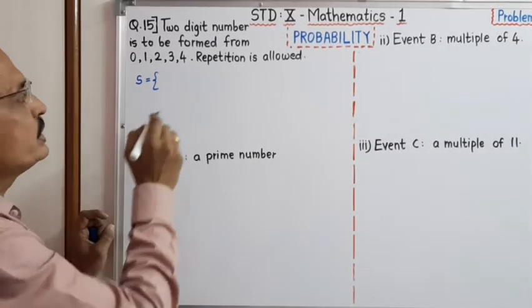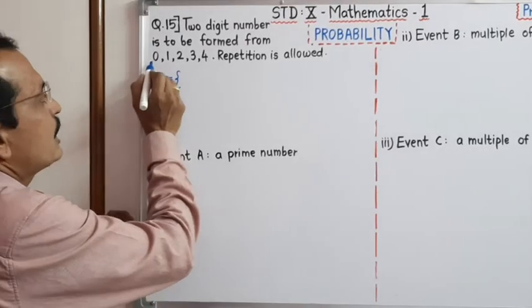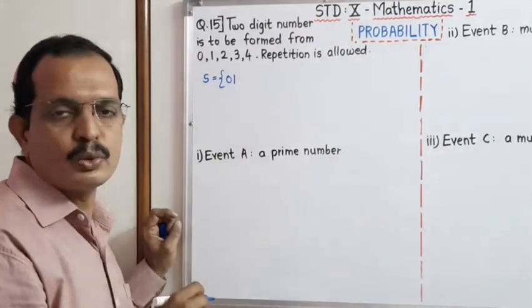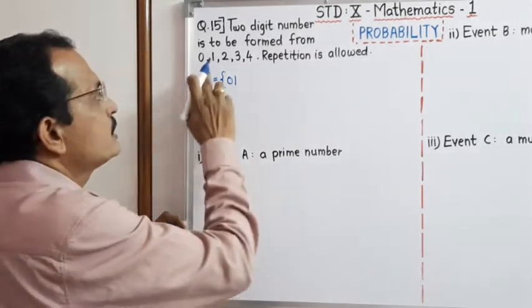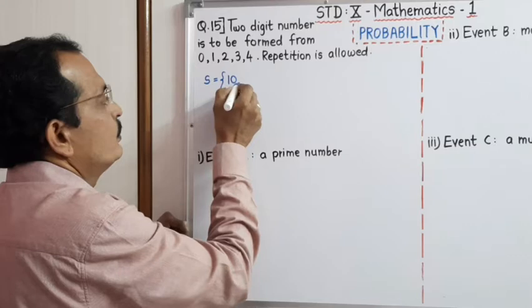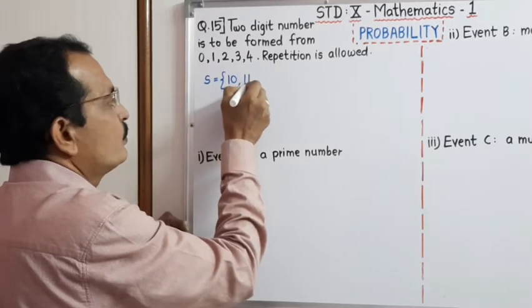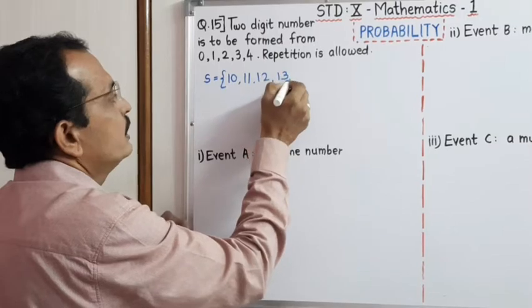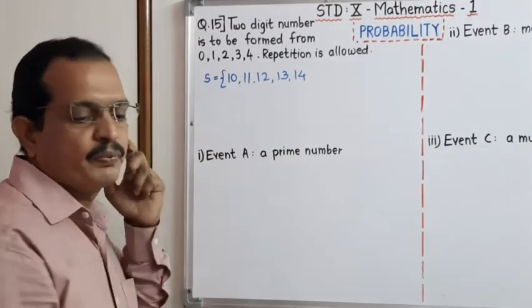Here it is a 2-digit number, therefore we can't start with 0. If we write 0, 1, it is not a 2-digit number. We have to start with 1: 1 with 0, 1 with 1, 1 with 2, 1 with 3 and 1 with 4.